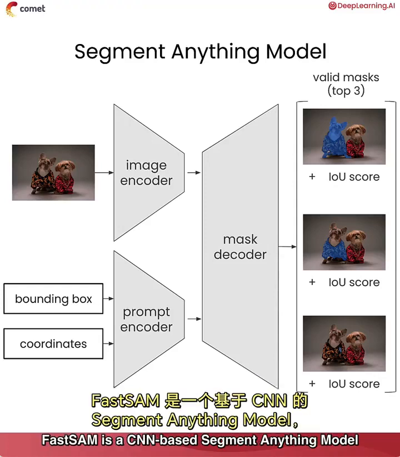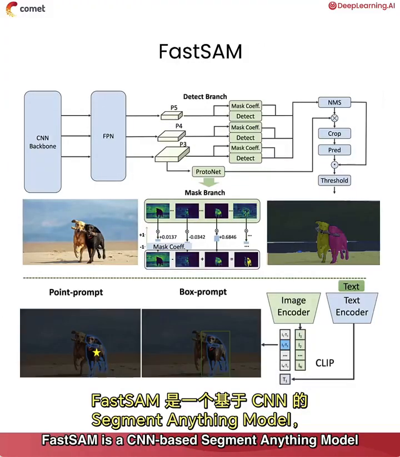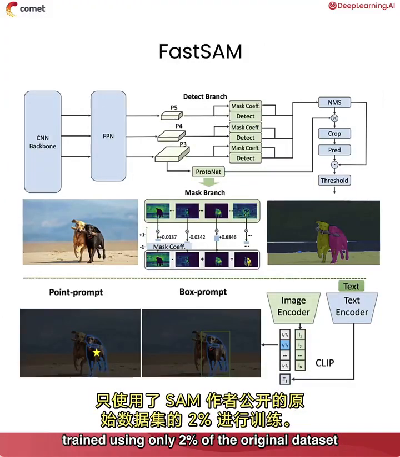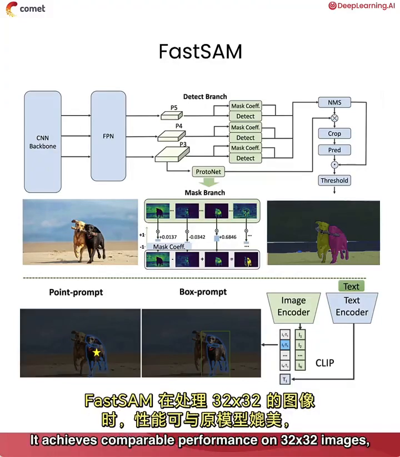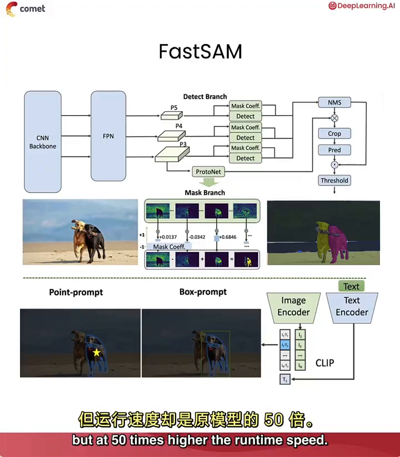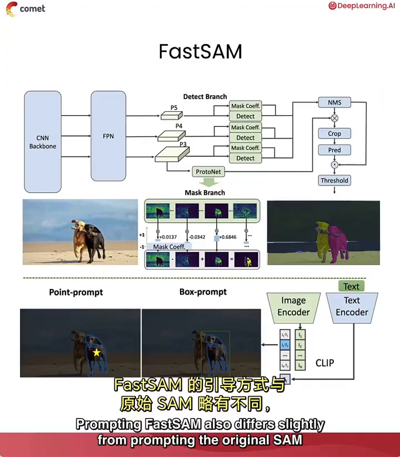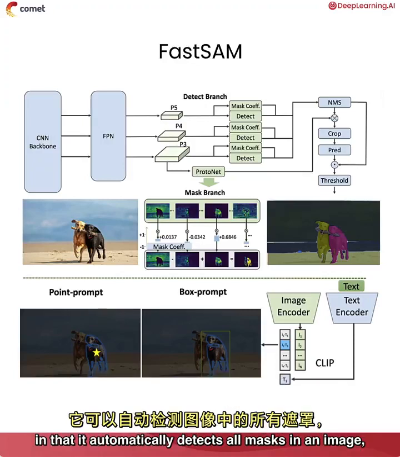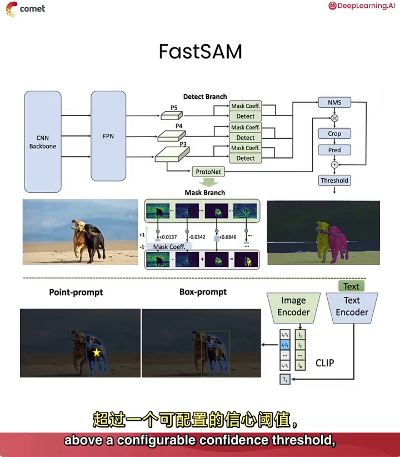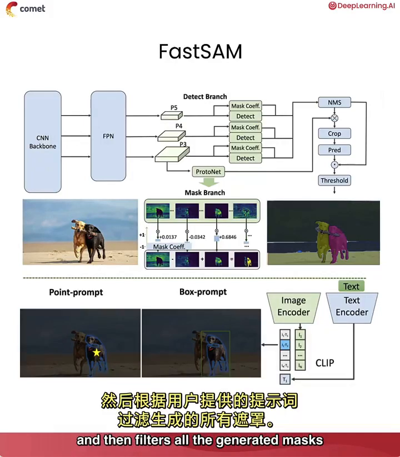FastSAM is a CNN-based Segment-Anything model trained using only 2% of the original dataset published by the SAM authors. It achieves comparable performance at 50 times higher the runtime speed. Prompting FastSAM also differs slightly from prompting the original SAM in that it automatically detects all masks in an image above a configurable confidence threshold and then filters all the generated masks based on the prompts provided by the user.